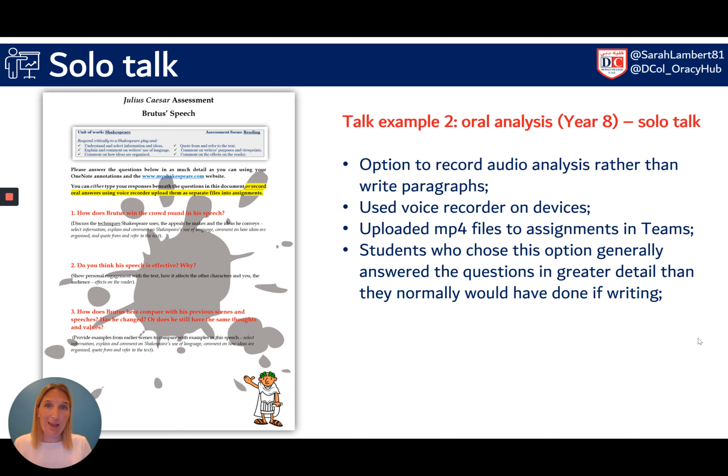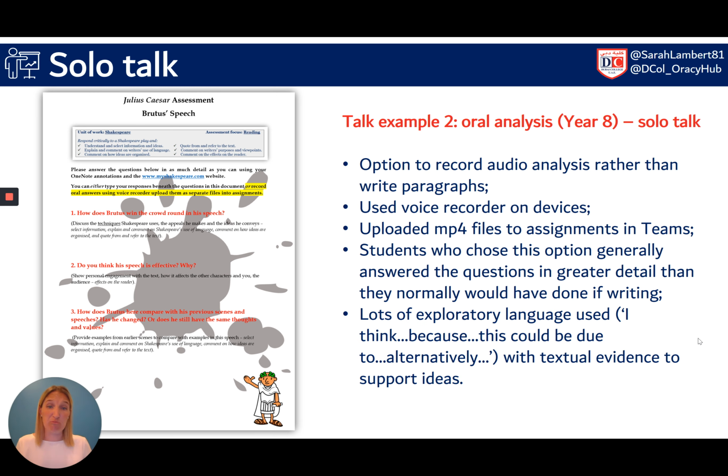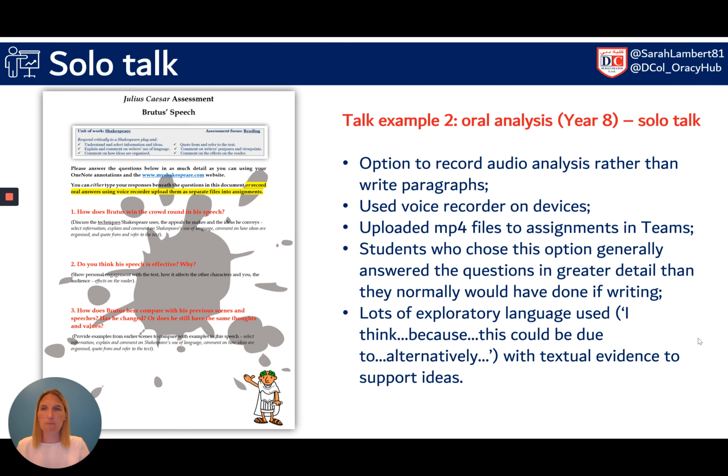I was blown away, actually, by the students who recorded their answers. There isn't time to listen to examples, but they were just brilliant. There was so much exploratory language and plenty of textual evidence. So it's a really good way to mix it up so that, as I said right at the beginning, if you practice out loud and talk it through, you will often elaborate and develop and really explore your answer, either to record it and submit that or then to commit it to paper. But for me, this was a very effective solo task.